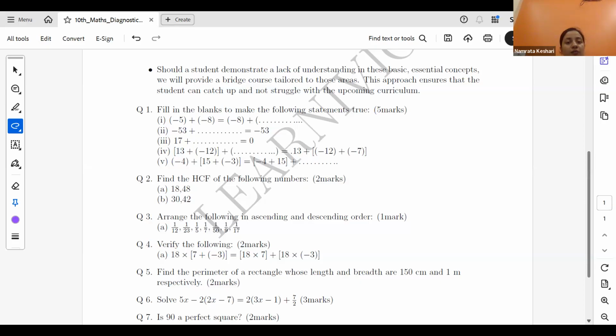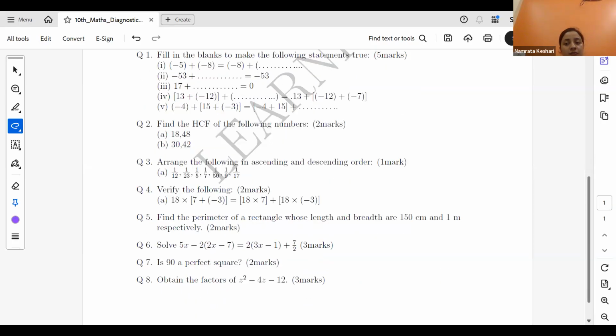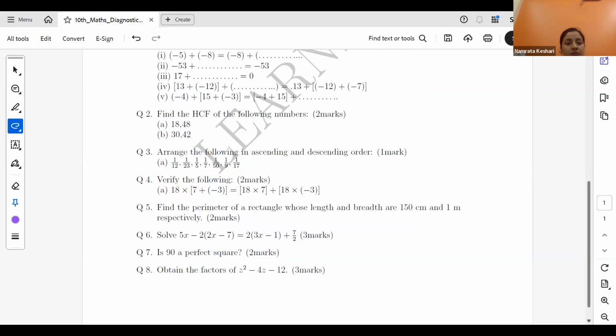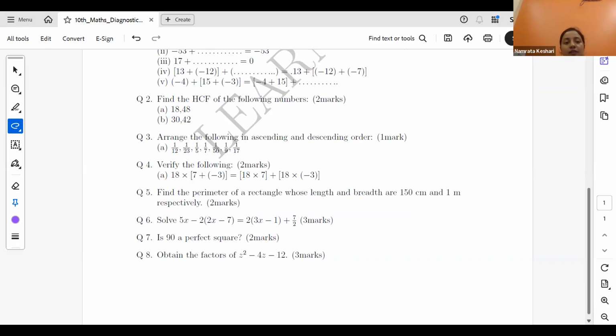So ascending order will be 1 by 50, 1 by 23, 1 by 17, 1 by 12. Okay, you got it. Do number 4. I'll write the descending one as well. You do number 4. And just check whether both sides are the same or not. If same, what is the answer?